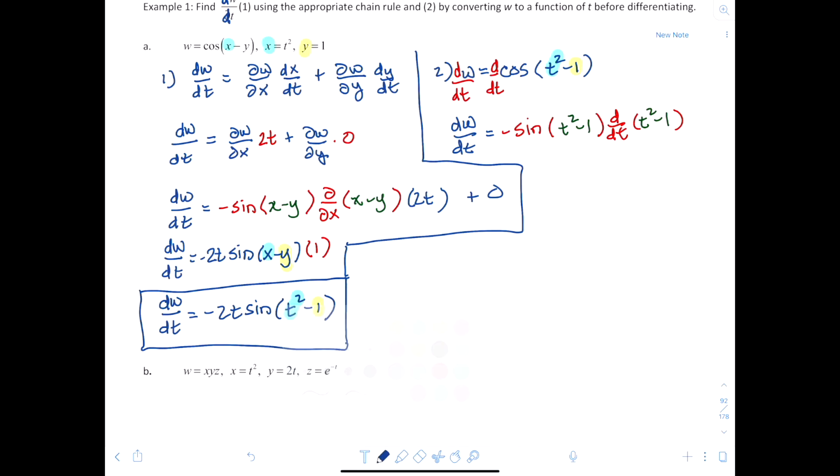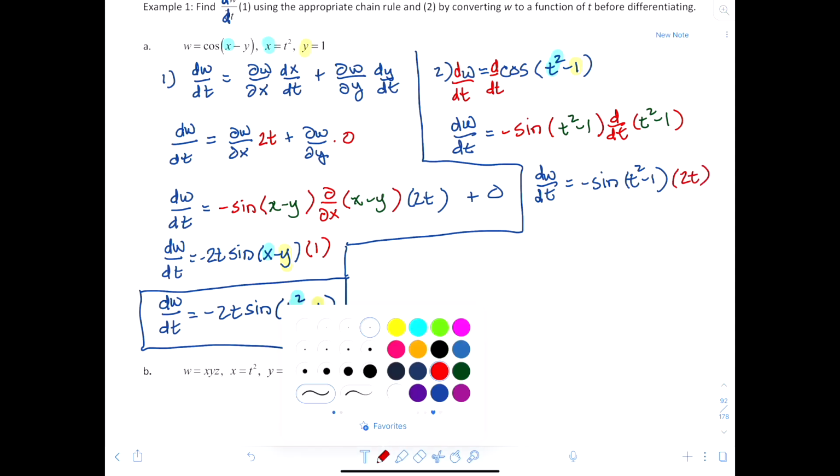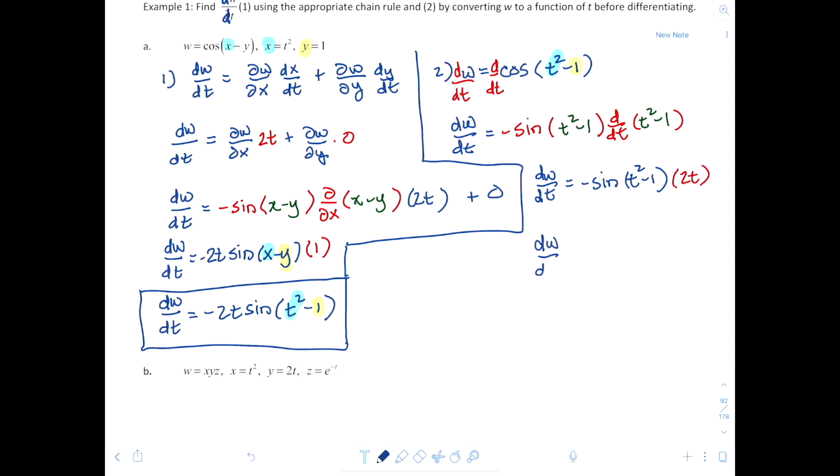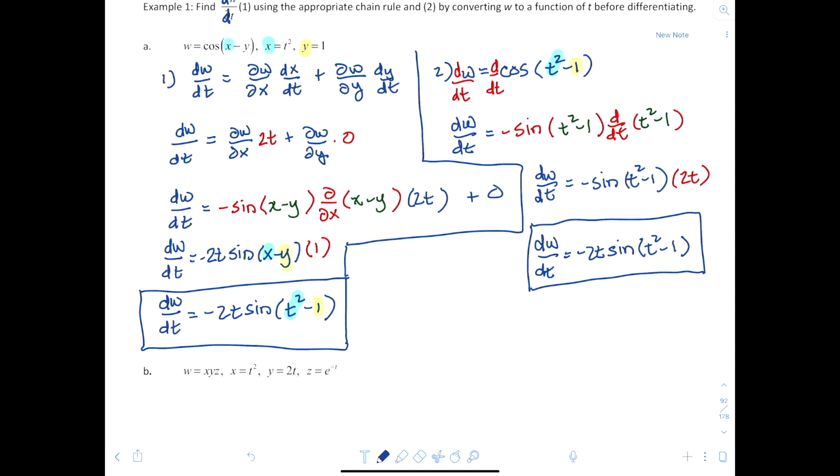So continuing, we will have dw dt is equal to negative sine of t squared minus 1, and then the derivative with respect to t of t squared minus 1 is 2t. And putting it all together, we'll get dw dt is equal to negative 2t times sine of t squared minus 1. Cool, cool. So fortunately, we got the same thing. It's a good day.